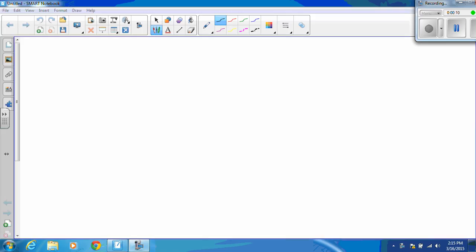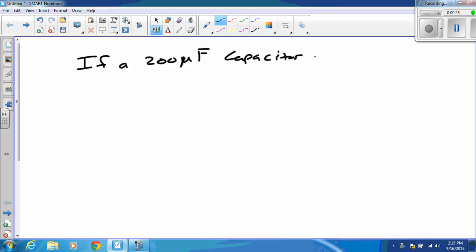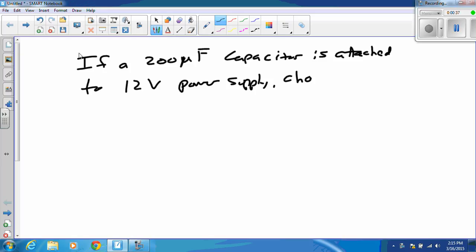So we're going to be talking about capacitors, and I want to make sure that you guys are still up to speed here. So in your notes, you can answer this question. If a 200 microfarad capacitor is attached to a 12-volt power supply, how much charge will be stored in it? Go.